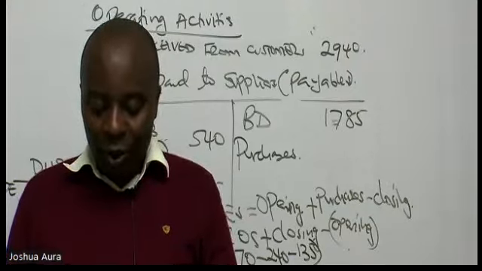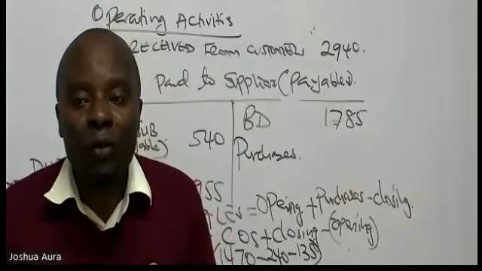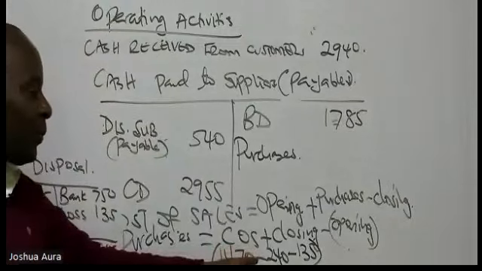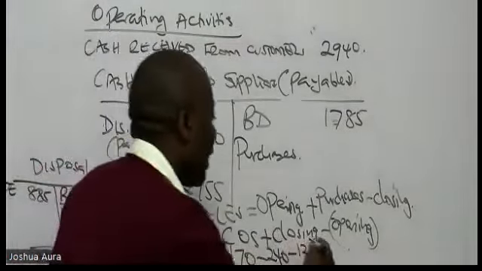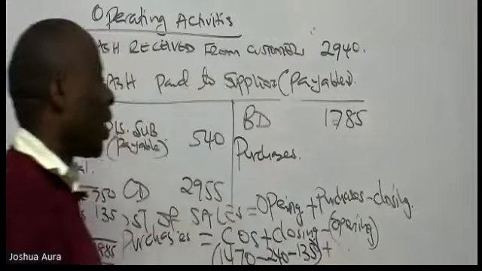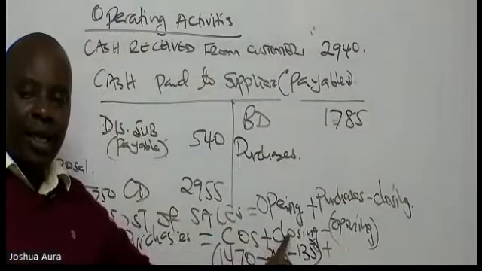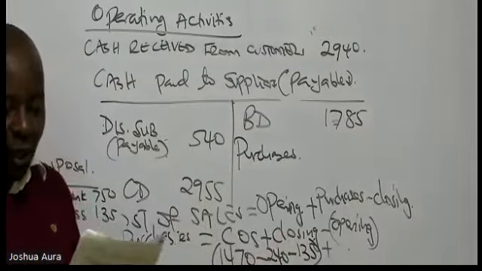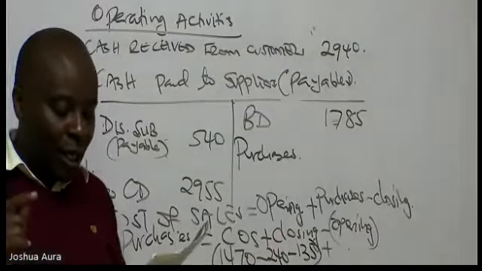The loss on disposal is part of the cost of sales. So in this case, I need to come here and remove it. Plus, is there somebody who is able to see the closing inventory? Remember, this is closing inventory. Is there somebody who can see the closing inventory in this question?